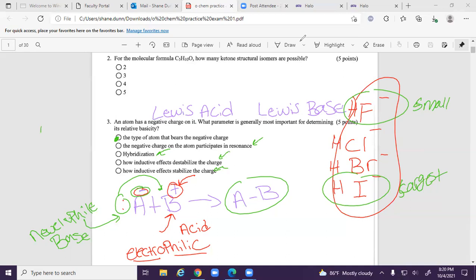Because if I have that hydrogen right here, cool. But if I have that hydrogen right here, this hydrogen's way more acidic because it's bonded to a fluorine, theoretically speaking. That makes it way more acidic than anything else. That's pretty much what I'm trying to get at. Does that make sense?